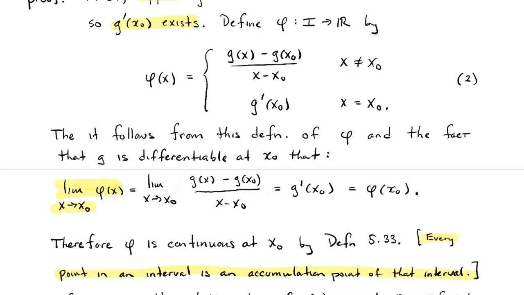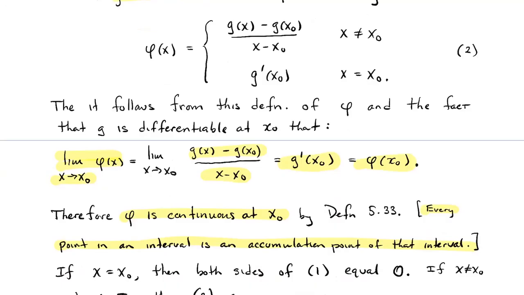So I replace phi of x with this difference quotient, g of x minus g of x naught over x minus x naught. And g is differentiable, so that limit by definition is g prime of x naught, which by the definition of phi is phi of x naught. So that proves that phi is continuous. Its limit exists at x naught, and it's got the right function value. So by definition 533, phi is continuous.